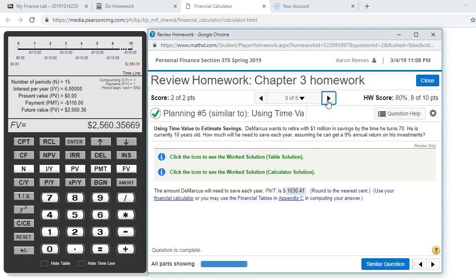All right, we shall. Next, we have DeMarcus, who wants to retire with $1 million in savings by the time he turns 70. He is currently 18 years old. Smart young man. How much will he need to save each year, assuming he can get a 9% annual rate on his investment? So what do we know for this problem? The 1 million represents the future value.